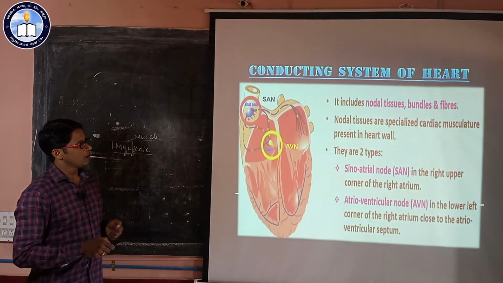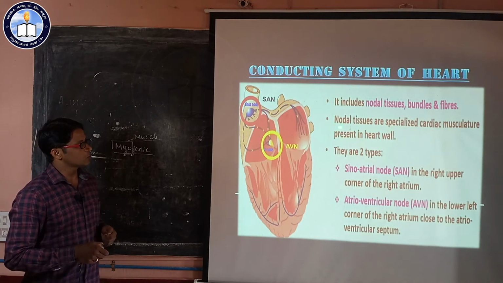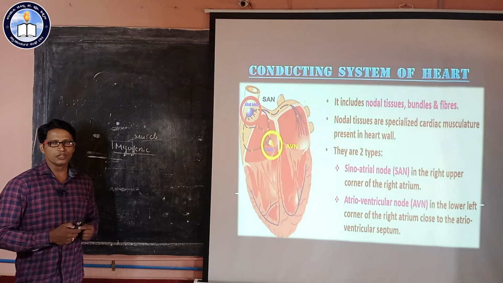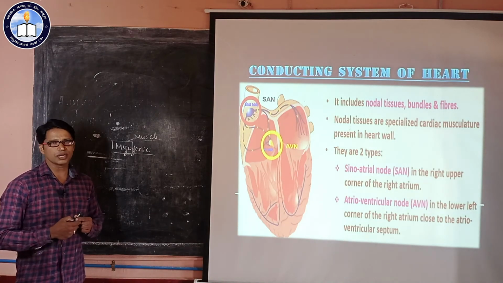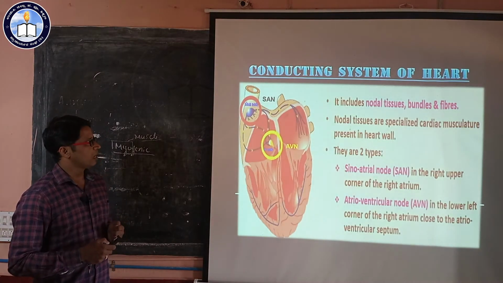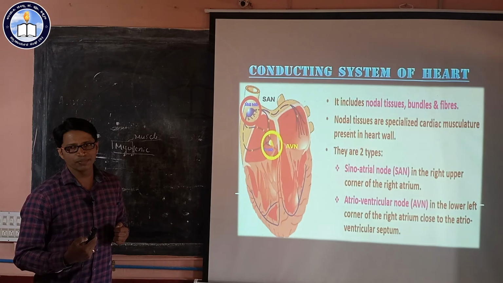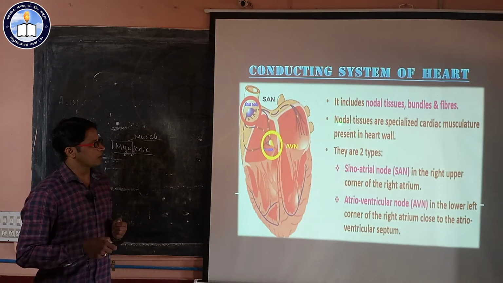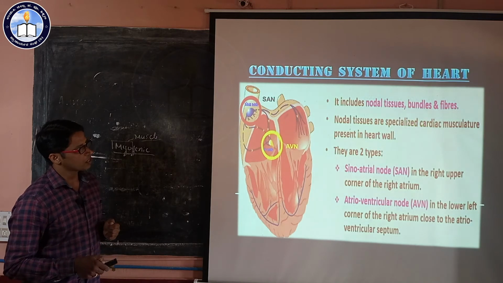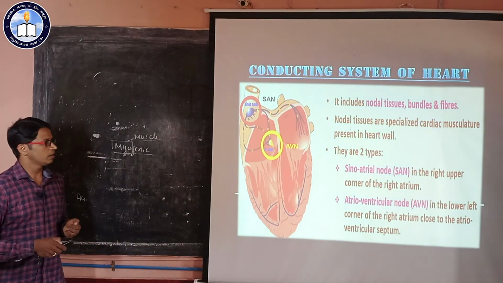So what are these nodal tissues? The nodal tissues are special kinds of cardiac muscles. These are nothing but cardiac muscles with specialized function. These are cardiac muscles with specialized structure and function, and such specialized cardiac muscle involved in the generation of the heartbeat is called nodal tissue. So nodal tissues are specialized cardiac musculature present in the wall of the heart.